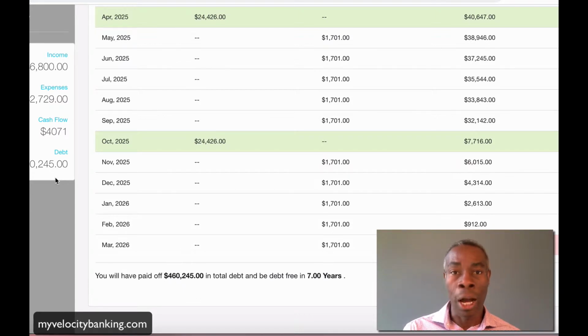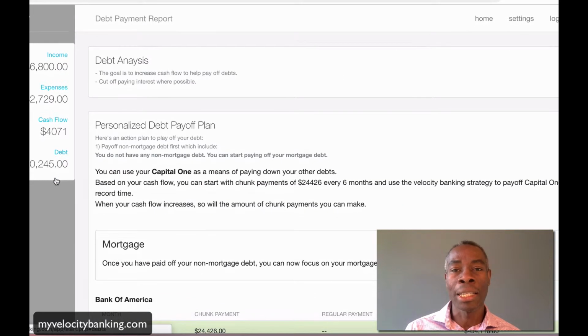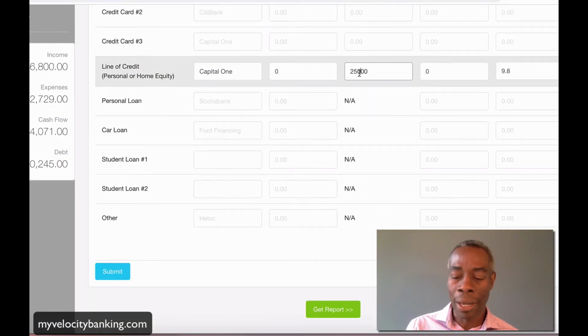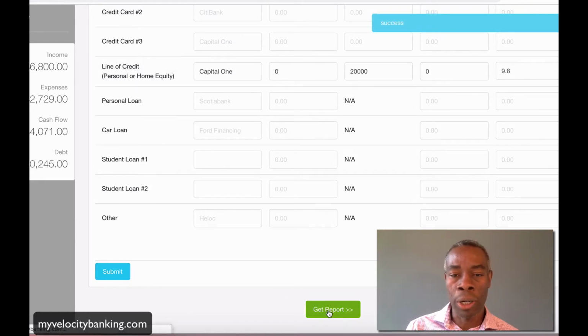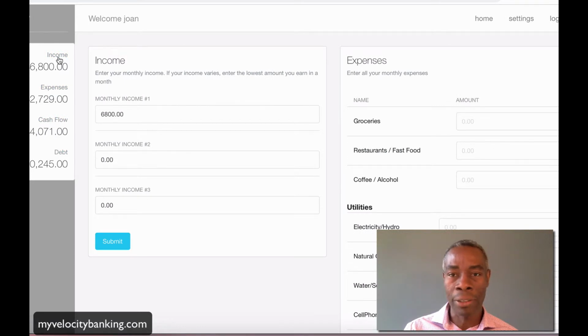Now, that's option one. Option two, if you're not able to get the bank to increase your credit limit, let's go back again and reset everything for Joan. She's back at $20,000, and if you do a get report, you'll get the same message again. So option two is to play around with your income and your expenses. If you want to start velocity banking, you don't want to wait to get your credit limit increased.